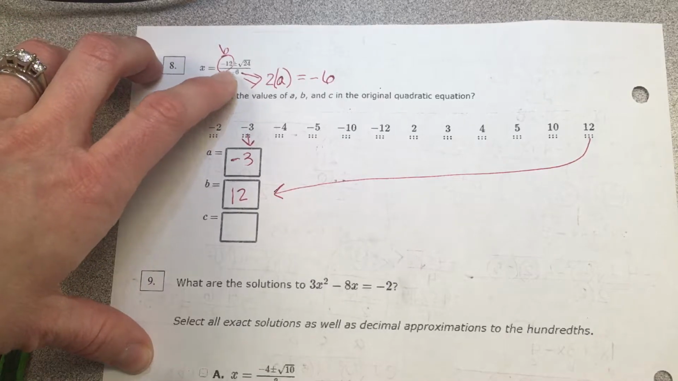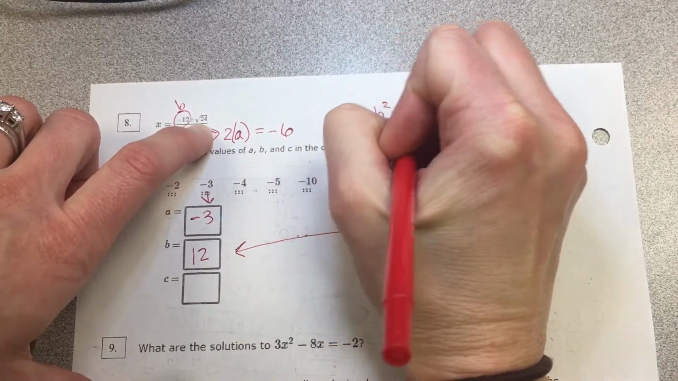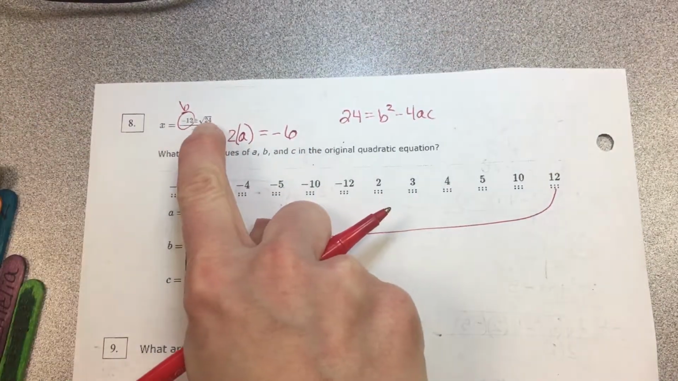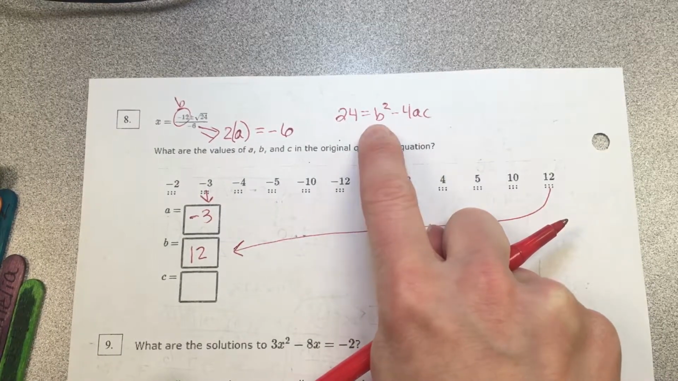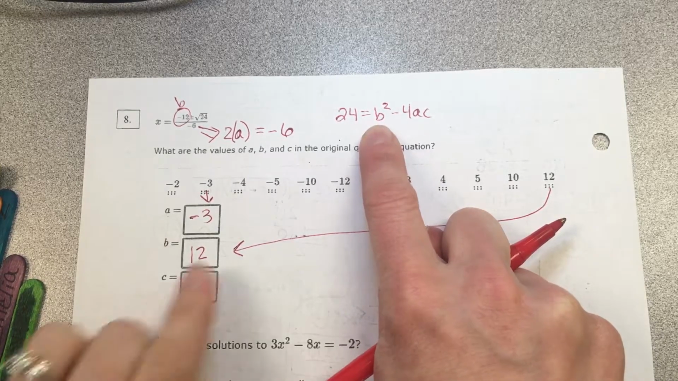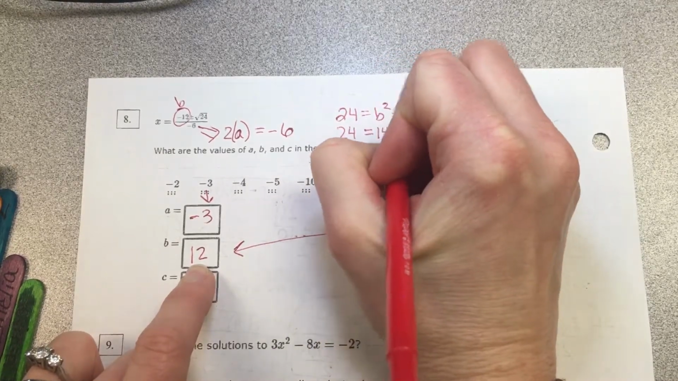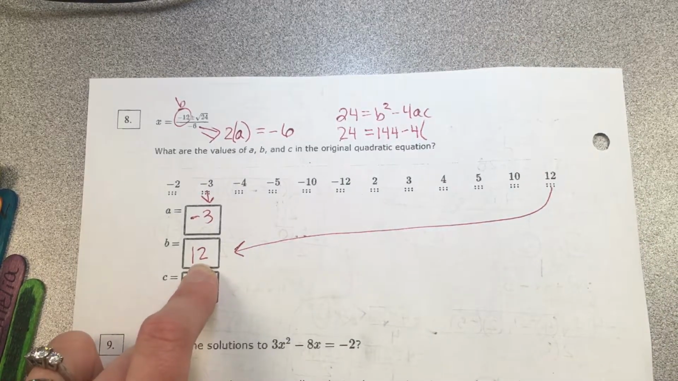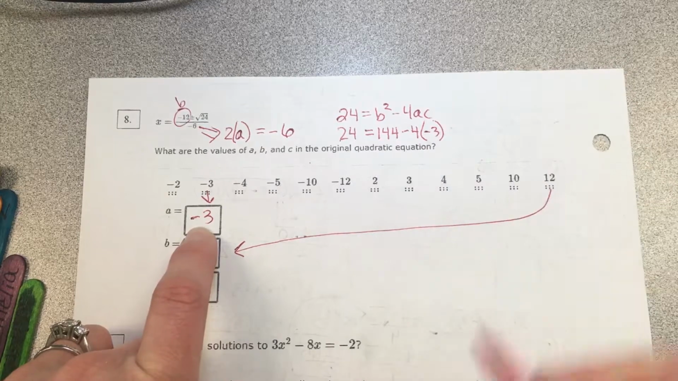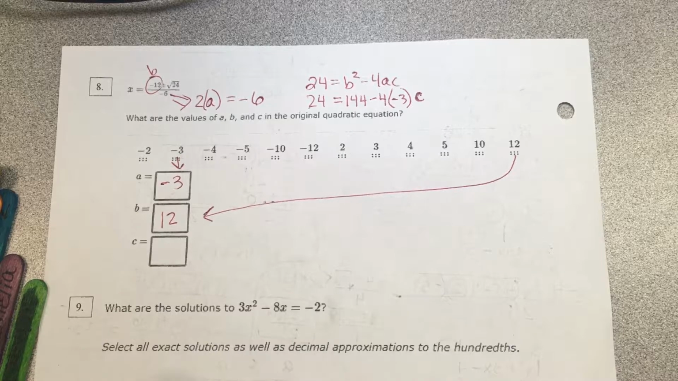Okay? All right. We know 24 equals b squared minus 4ac. 24 is underneath the square root, and we know underneath the square root is b squared minus 4ac. Do we already know what b is? Yeah, b is 12. What is 12 squared? 144. You can type that in your calculator if you need to. Minus 4. And do we already know what a is? Yeah. What's a? -3. And we're still trying to figure out what c is. Okay, so that's how I'm going to set it up. 24 equals 144 minus 4 times -3.